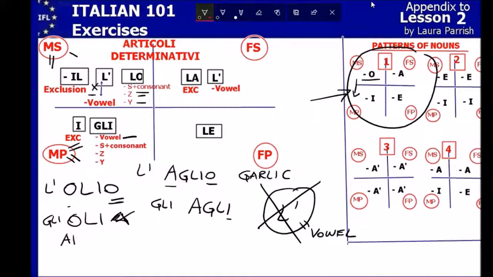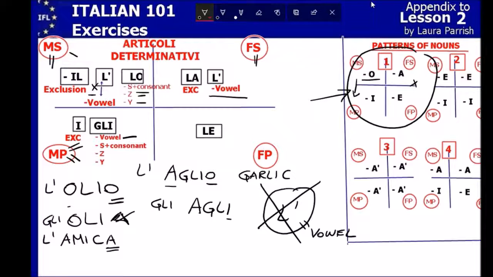Let's do amica, okay? Amica means girlfriend. Here it is feminine, in this pattern, so it is feminine singular. It starts with a vowel, so you know it will be l'amica.